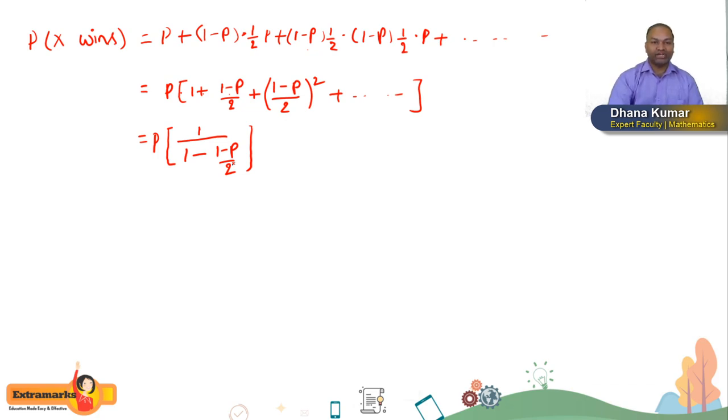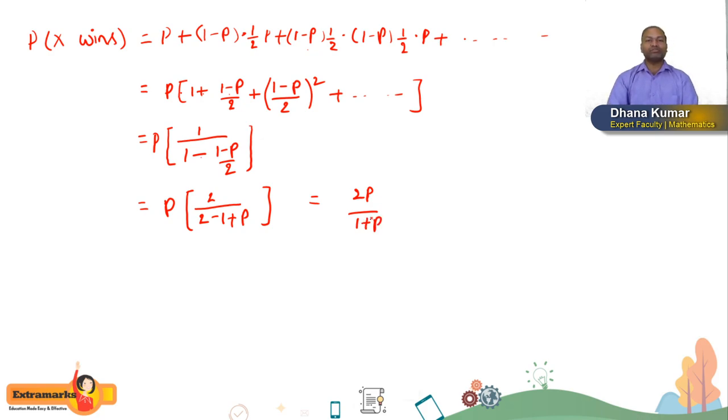Okay. Now simplification, that implies P into, the LCM is 2, and the fraction reverses. So 2 by (2 minus 1 plus P). So that is equal to what? 2P by 1 plus P. 2P by 1 plus P. The answer for what? X wins. Next, let us say Y. Y wins.